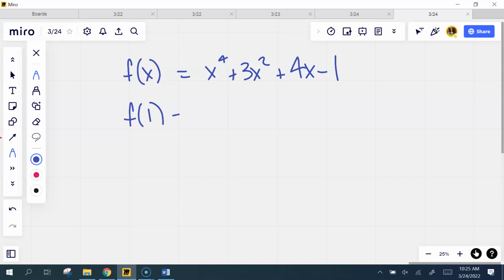What do you mean the same thing? It just goes, yeah, it just goes in for the x's.